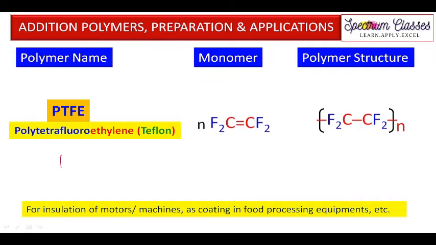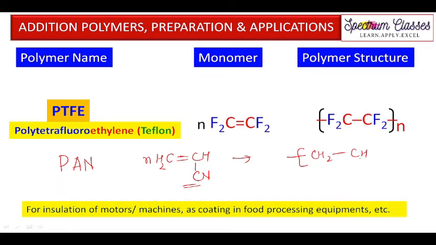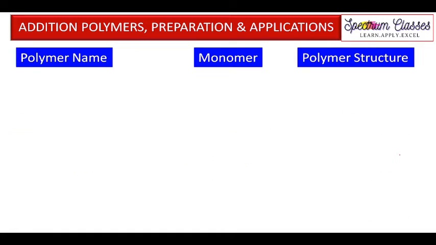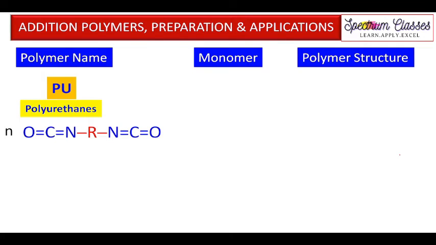I think I forgot one of the polymers, polyacrylonitrile. So in case of polyacrylonitrile, we have CHCN, right? So this is the monomer to form polyacrylonitrile. So what you will do? CH2 double bond CHCN. This is our polyacrylonitrile. The next polymer is polyurethanes, and in this polyurethanes isocyanates are used.